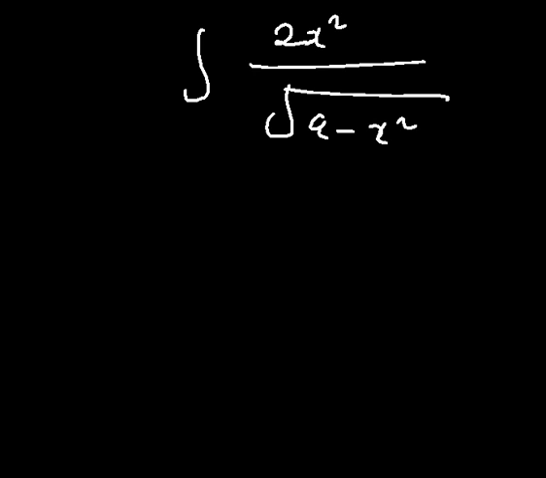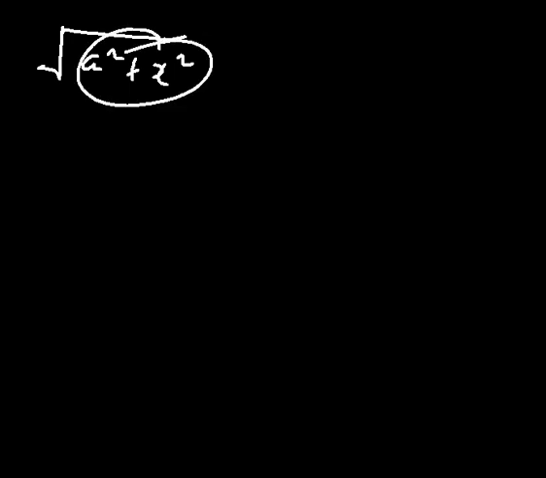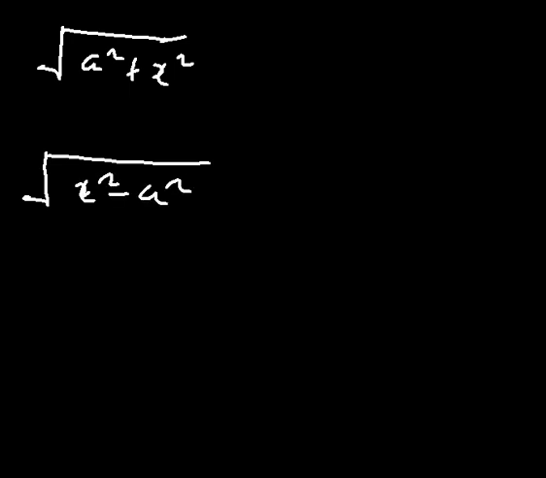So in such cases, whenever we have the following cases, let's say the square root of a squared plus x squared as the denominator, where u substitution may not work, we should think of the trigonometric substitution. And if we have x squared minus a squared, we should also think of the trigonometric substitution. And if we have a case like a squared minus x squared, you should also think of the trigonometric substitution.